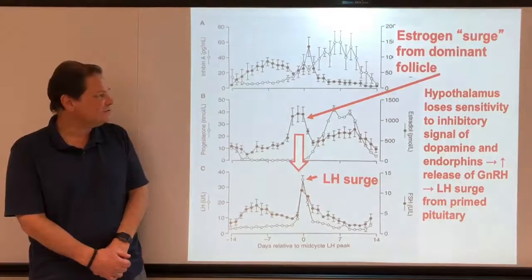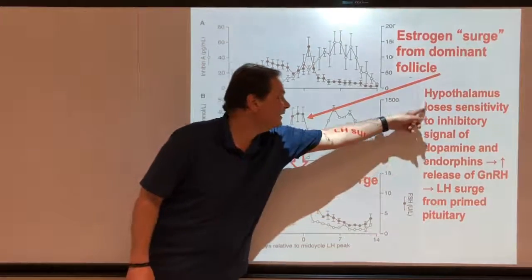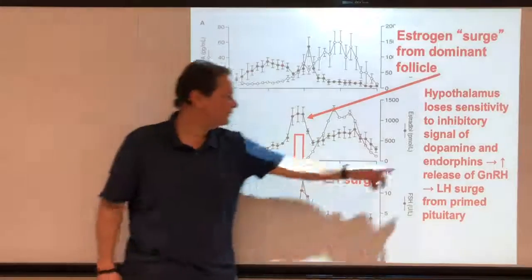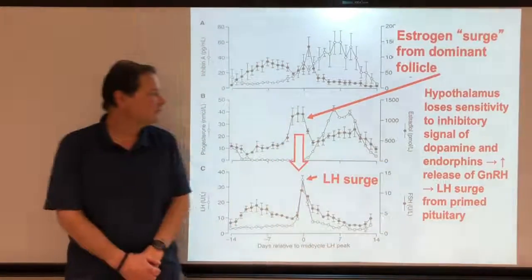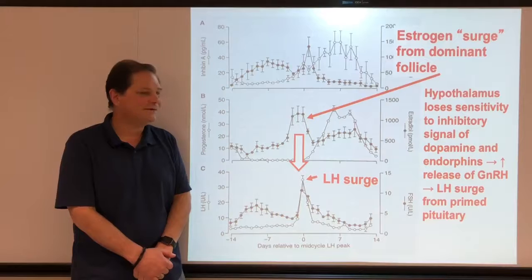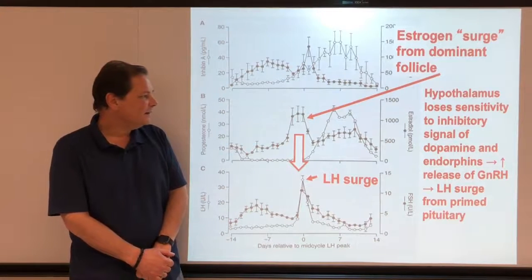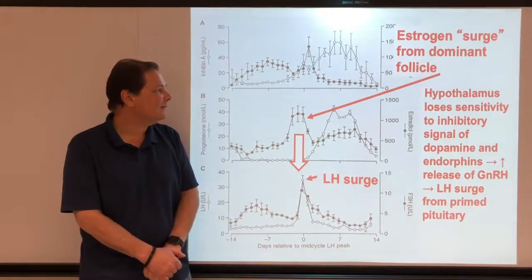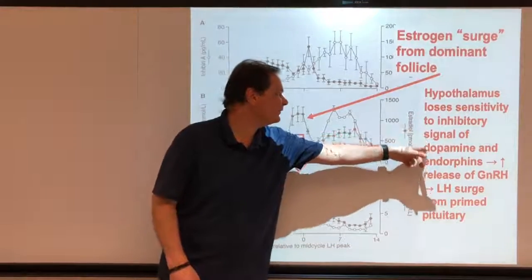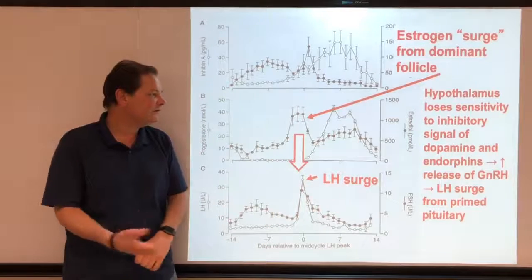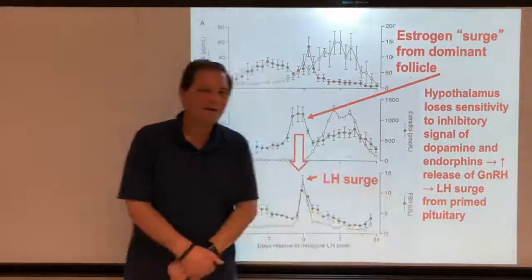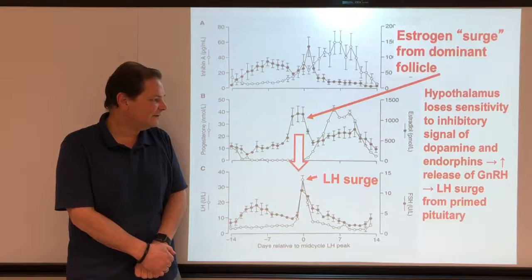The LH surge is likely due to the fact that the hypothalamus loses sensitivity to an inhibitory signal, and that inhibitory signal is carried by dopamines and endorphins. So you lose sensitivity to dopamines and endorphins. That reduces the inhibitory signal that these mediate, and that really starts your release of GnRH and starts your LH surge as the feedback of estradiol goes from negative to positive.